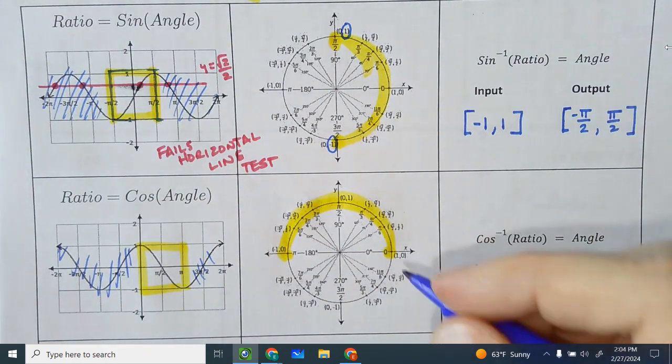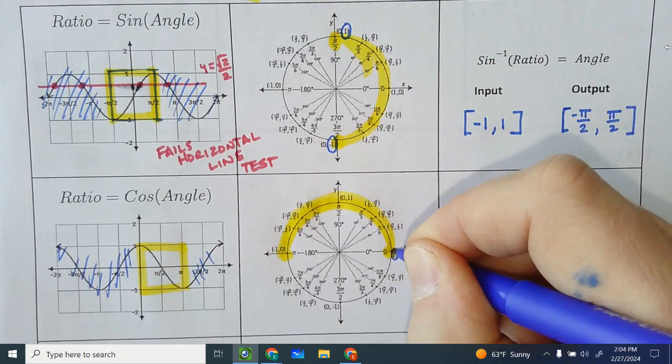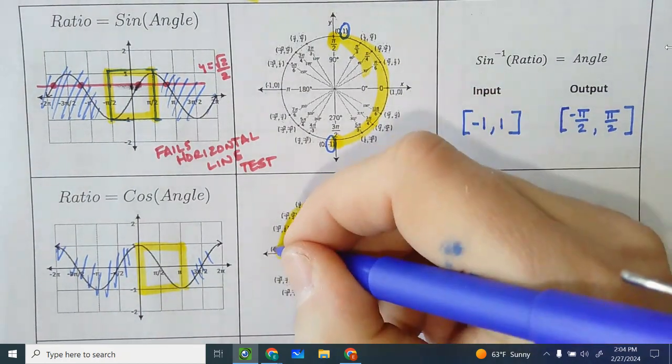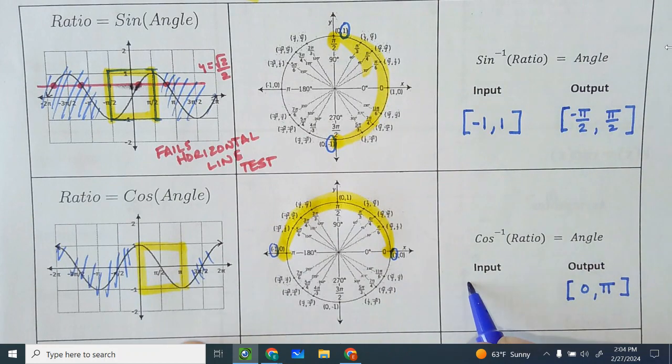Your input, the biggest the cosine ever gets is right here, it's 1. The smallest the cosine ever gets is right here, it's -1.